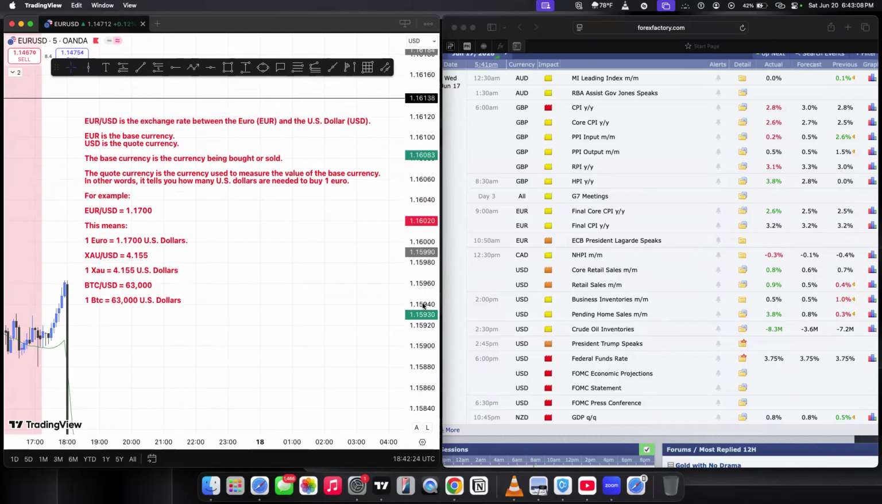That's why the news is categorized into three parts or three sections, which is the low impact news, the medium impact news, and the high impact news.